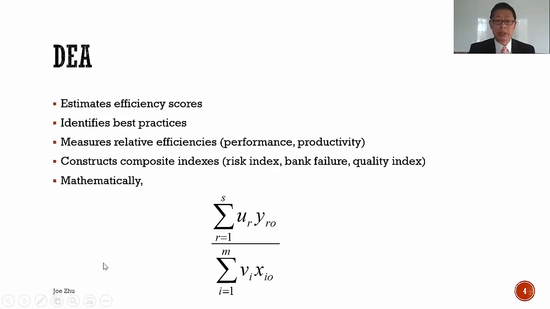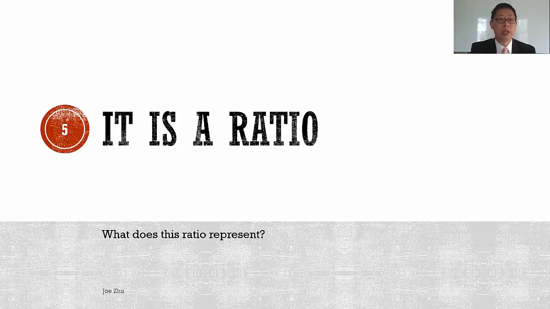So you see, this is a ratio. It's a weighted sum of all the outputs over a weighted sum of all the inputs. In here, the X and the Y are observations. They are known. The only unknowns are the weights U and V here. So this is a ratio.